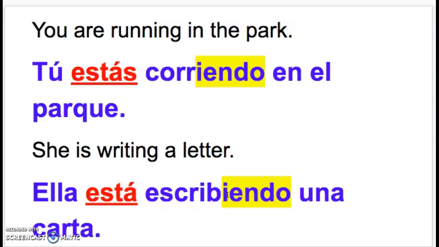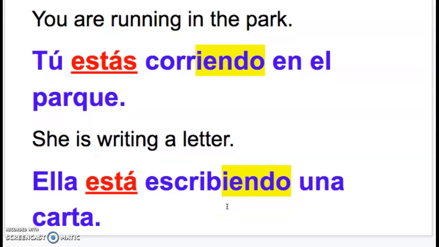She's writing a letter. Okay? So that's how you would say the ing in Español. It only changes depending on what kind of verb you're using, if it's AR, ER, or IR. And then, of course, using some form of the verb estar for you are, he is, she is, we are, those types of things.